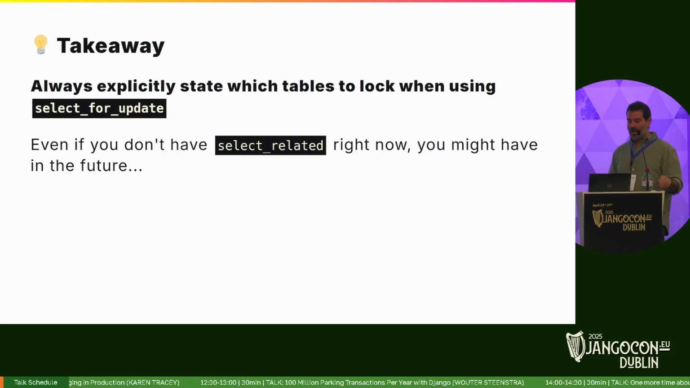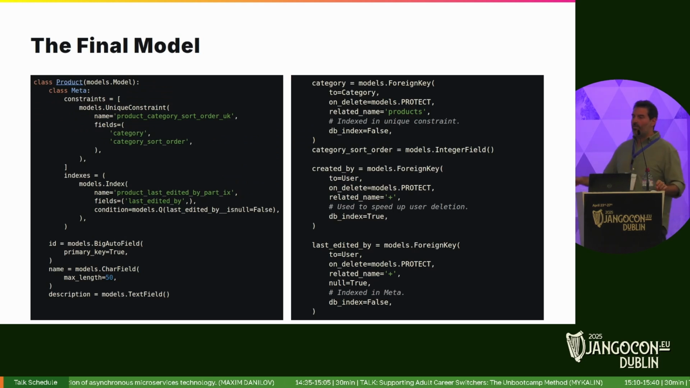So our next takeaway is always explicitly state which tables you want to lock using select for update. And I will even go as far as saying, if you're not using select related right now, add of self just to make sure that nobody comes in the future, adds select related and screws up the locking you wanted to do, okay? So this is our final model, okay? There is no AI that can write this model. Only we can write this model, okay? I'm telling you, only humans can write this model. There's a lot of thought that went into this model.